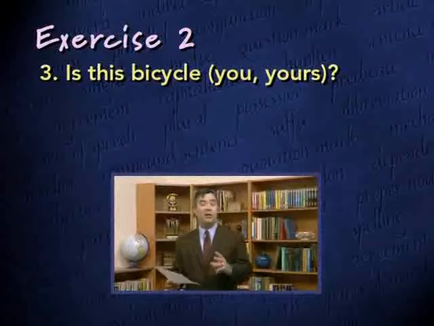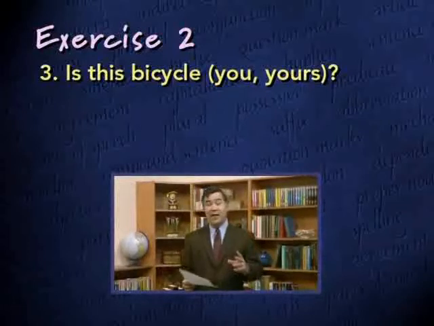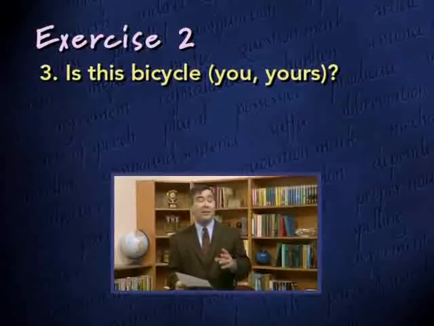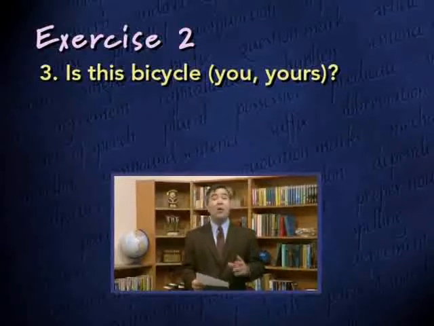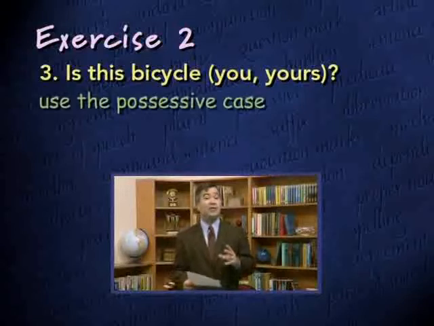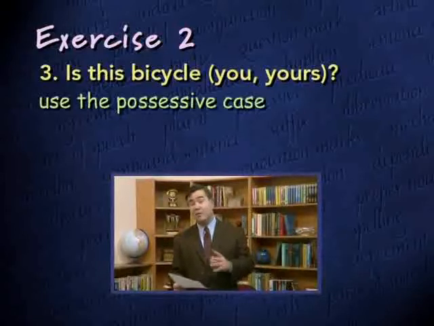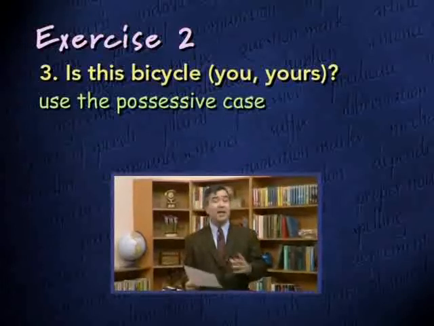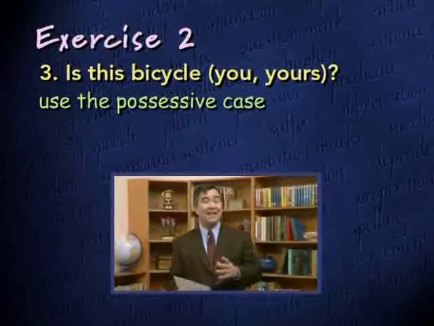Next sentence, is this bicycle you or yours? Well, what kind of pronoun is missing here? Is it a subjective case pronoun, an objective case pronoun, or a possessive case pronoun? Well, what's missing in this sentence is a possessive case pronoun. We need a pronoun that will refer back to or explain who or what owns the bicycle, because that's what the sentence is getting at.